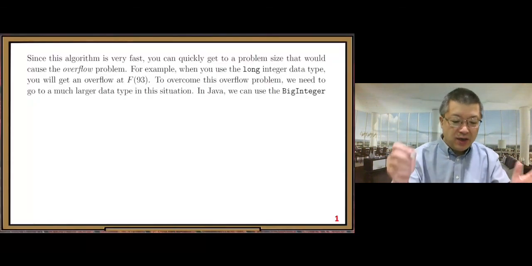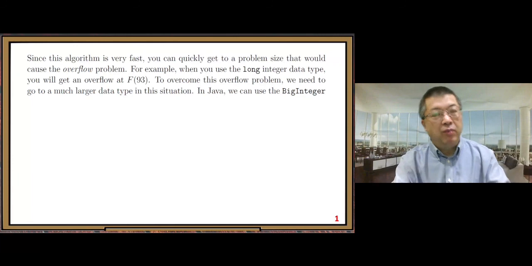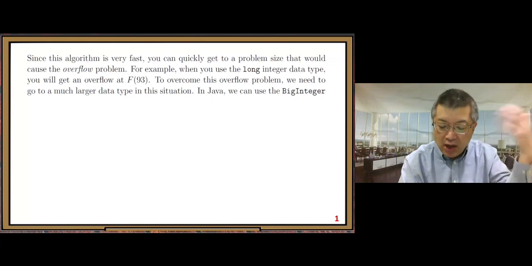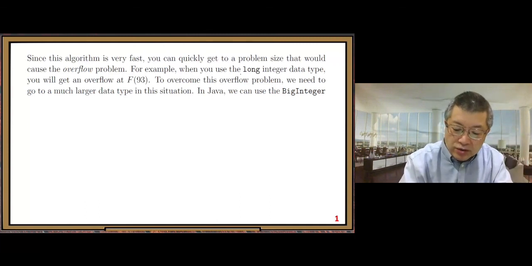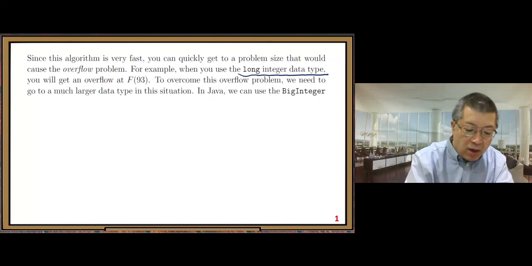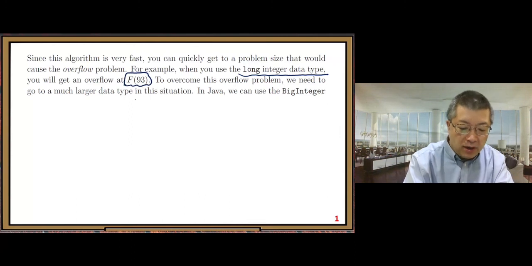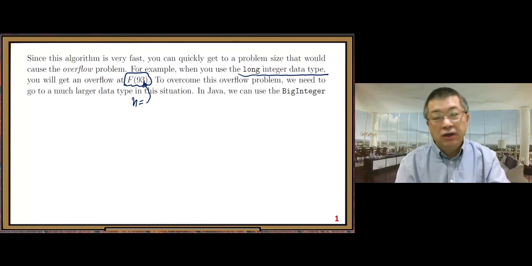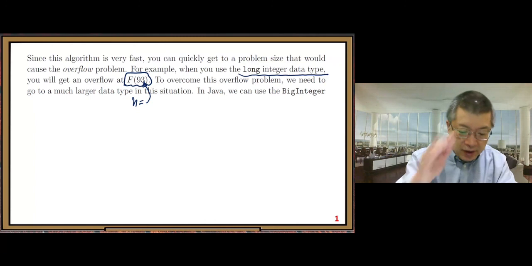All right, so here, this is part of our project description. In our project description, I give you examples based on my previous experience. When we use the long integer data type, we can get to the overflow when we calculate the Fibonacci number at n equal 93. 93 is not a very big number. You can get overflow that quick. So why is that? Let me explain a little bit.